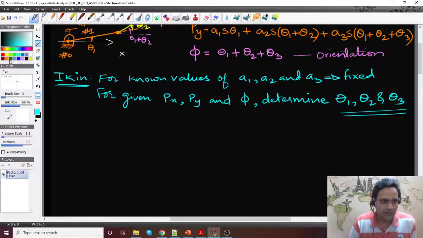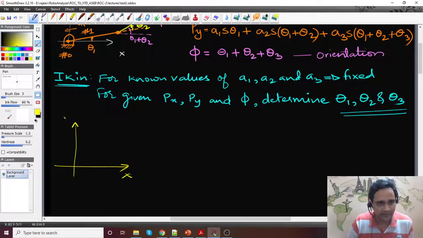So that means what we have is a coordinate system xy, and we have to reach some point here, and we want our robot to be at a particular orientation. Say something like this: I want my robot to be oriented in this fashion, the last link. That means we are giving the value of phi as well as Px, Py, the coordinates of the endpoint.